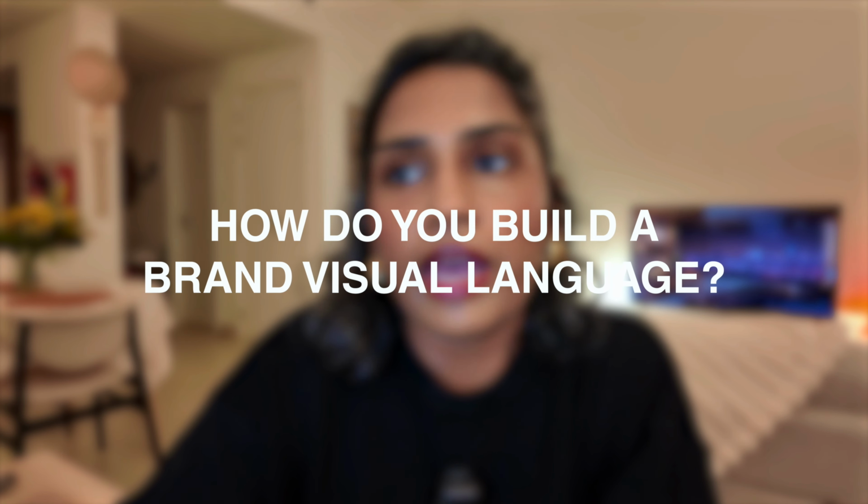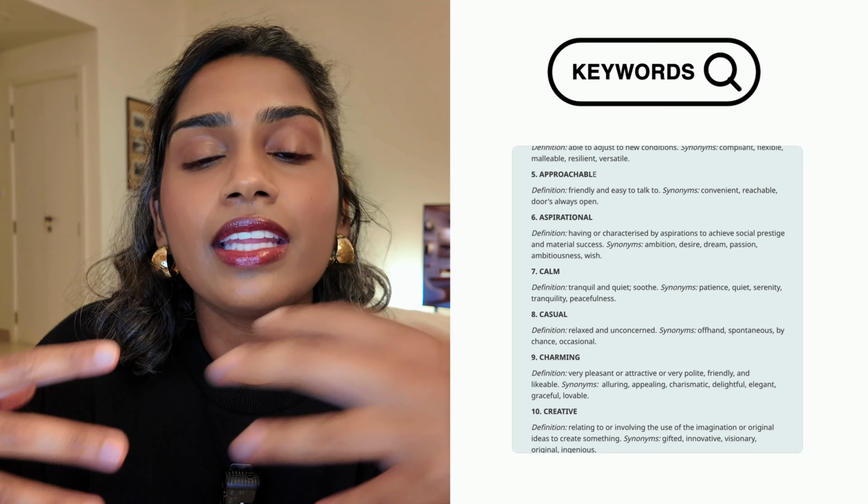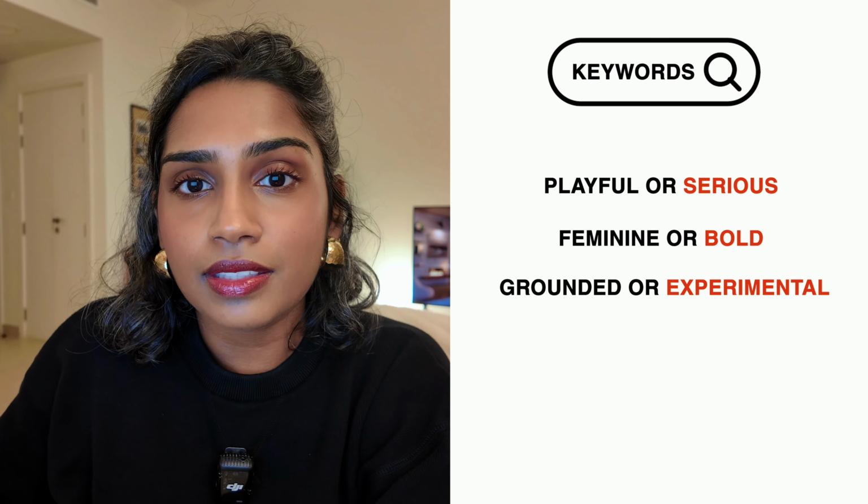So how do you build a brand visual language? How can you apply all of this to your brand? And I would start with these 5 points. Number 1 is start with your brand personality. The easiest way to do this is to go into Google and type a collection of keywords and then identify all these different things, like, are you playful or serious, feminine or bold, grounded or experimental? And define this first because it's the lens for everything else.